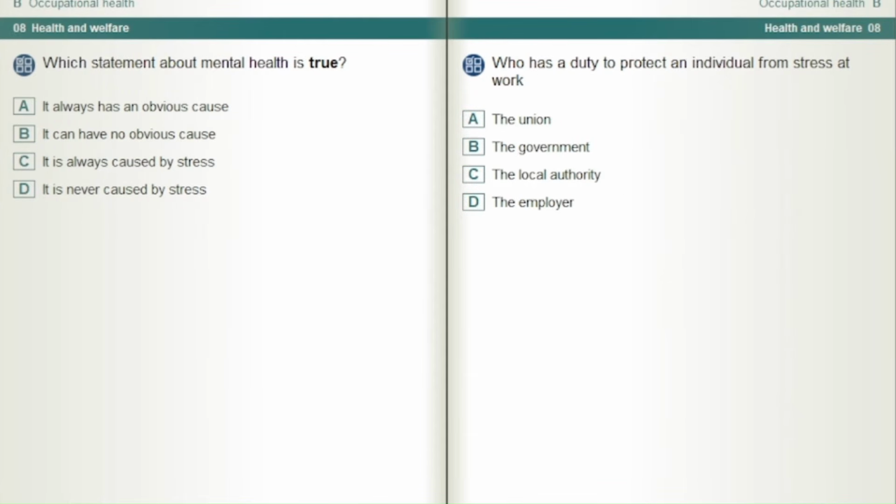Which statement about mental health is true? It always has an obvious cause. It can have no obvious cause. It is always caused by stress. It is never caused by stress.